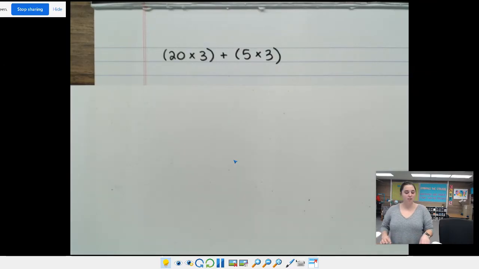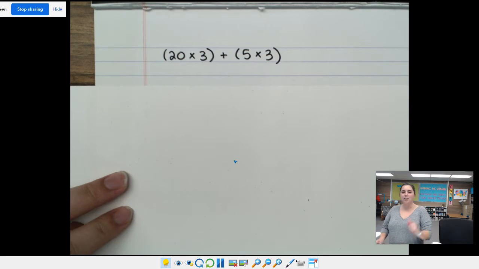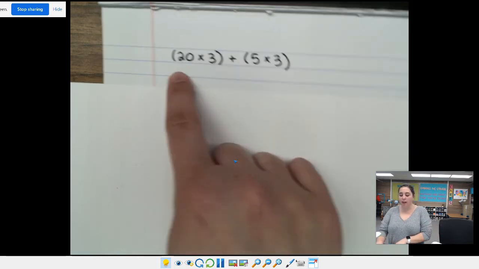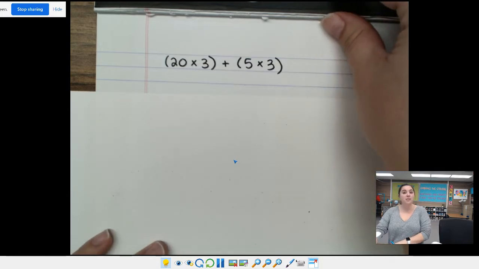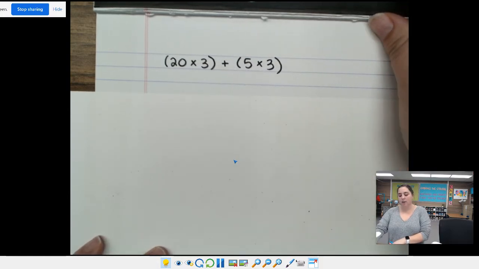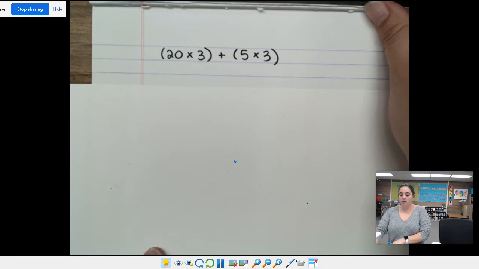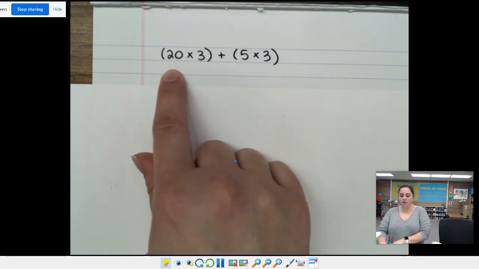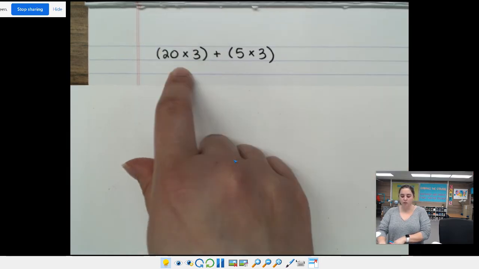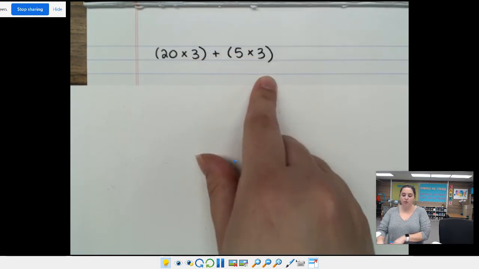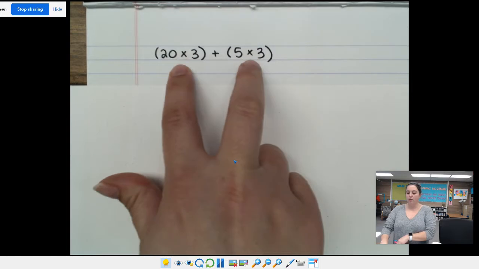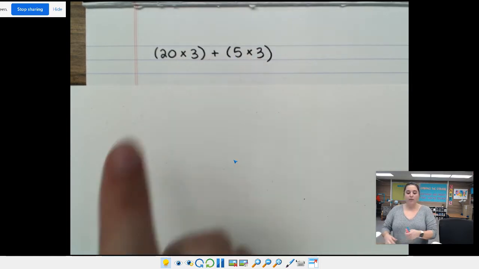Hello, fifth graders. We are continuing with our writing and interpreting expressions. So this would be part of the interpreting because we're looking at it. We're trying to figure out what does this mean. So this is very similar to what we did last time in fluency. It starts with 20 times 3, and they're saying do that first. We are adding, and then you have to do 5 times 3. So solve for the parentheses and then add them.